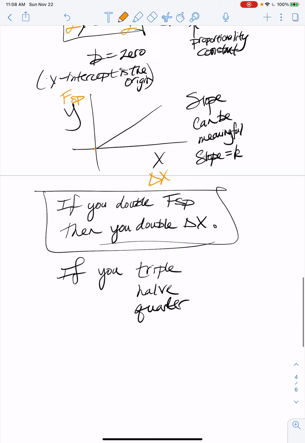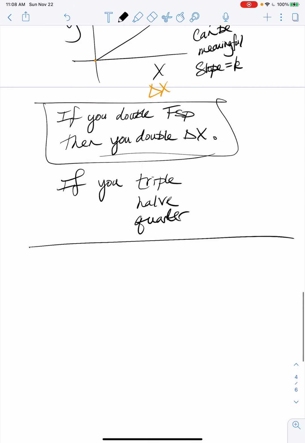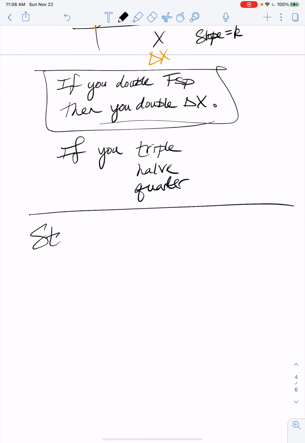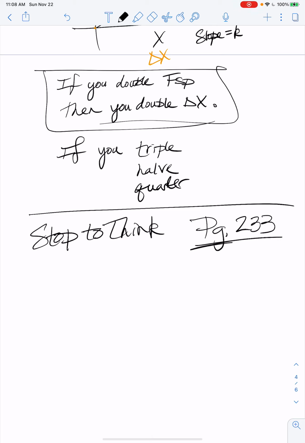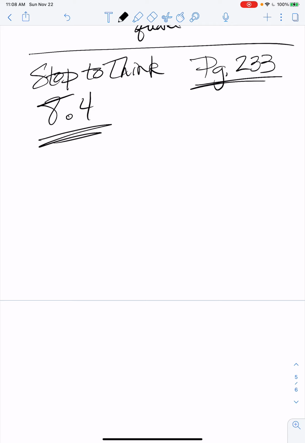For instance, in this next problem, let's do an example problem here, or a few examples. This is Stop to Think, and in case you're wondering, this is all covered on page 233 of your textbook. So this is Stop to Think 8.4. What they say is the end of a spring is pulled to the right by 4 centimeters. The restoring force is 8 newtons to the left. So let's draw that.